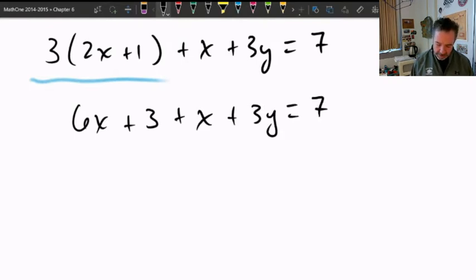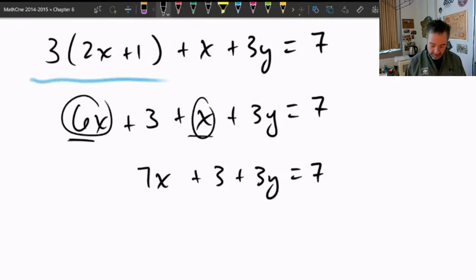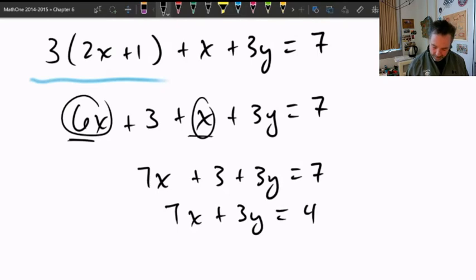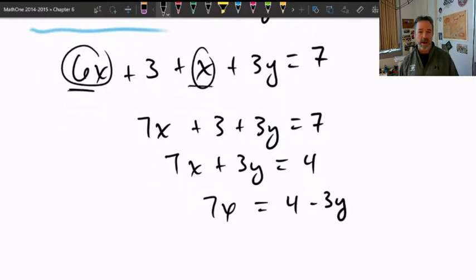Now I can combine my two expressions with x, right? There are two terms with x. So I've got 6x plus another x, which will be 7x. There's 6 of them, and one more is 7x, plus 3 plus 3y equals 7. I'll take away 3 from both sides, so 7x plus 3y is the number 4. Again, my job here is to get x alone. So now I'll take away 3y from both sides. So 7x is equal to 4 minus 3y. I subtracted 3y from both sides.